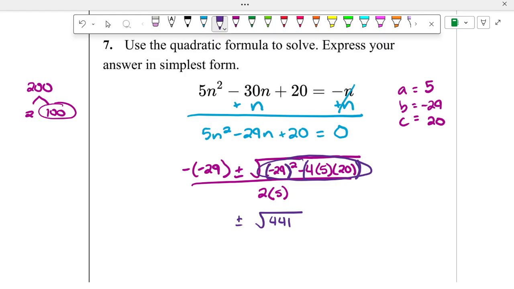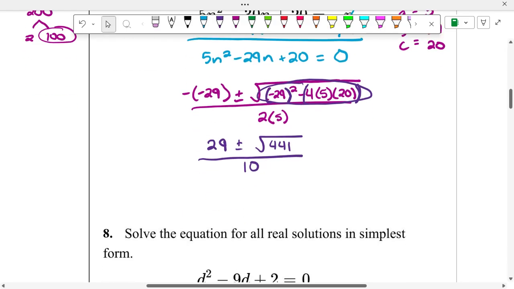Where else can I simplify? Tyreek. The negative 29. Right, so we're doing a negative times a negative, so what happens to it, Tyreek? It makes it positive. Good. And then the last place we have is 2 times 5, which is 10.